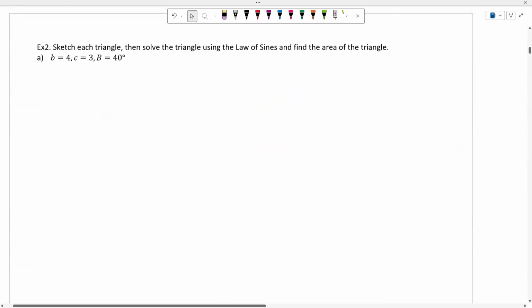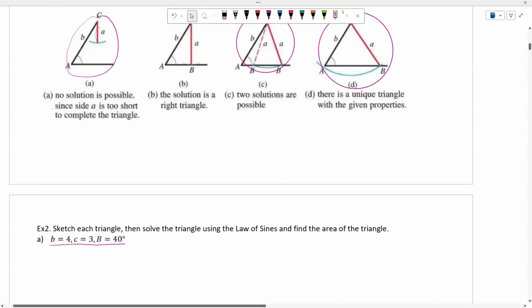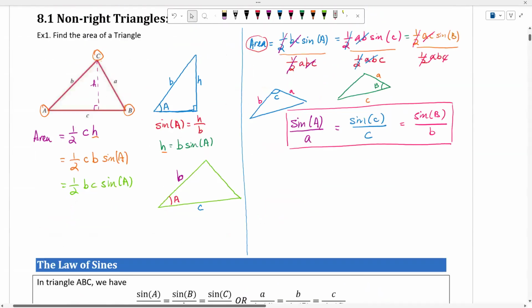Now, let us try to work on an example. First of all, if you want to solve the triangle, we need to set up the triangle first. Let's see how we actually set up the triangle. Because in this given problem, we only know side b and side c, and the angle B. So let's see how we set up the triangle.